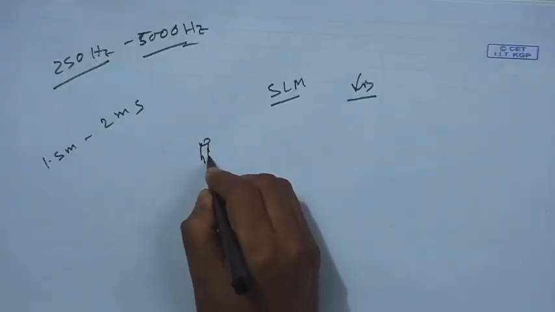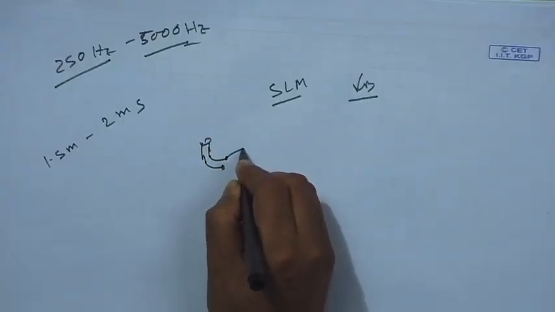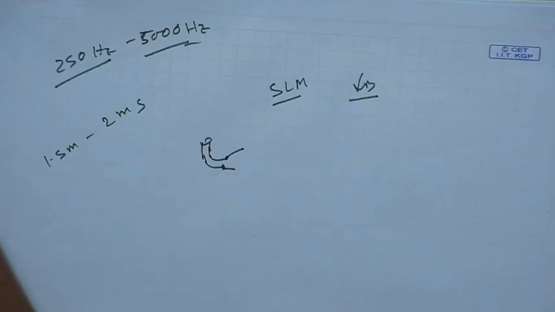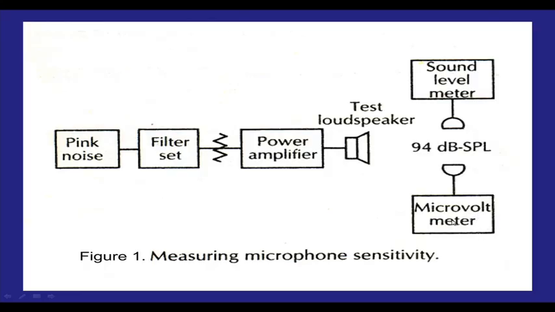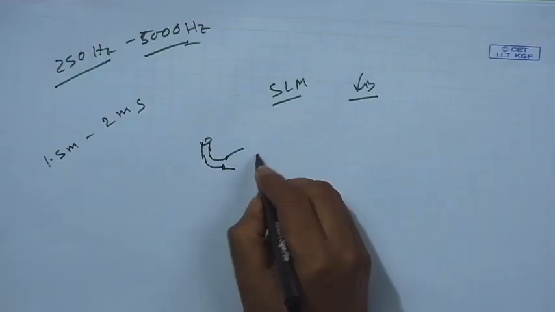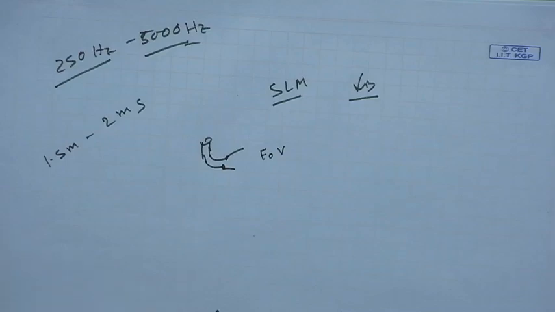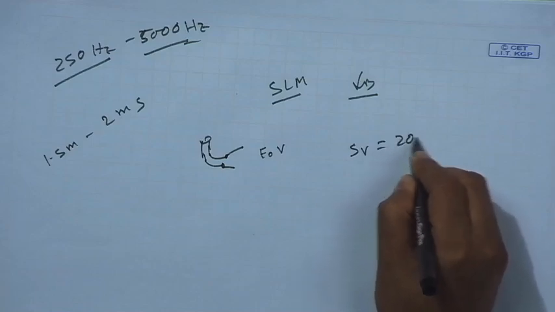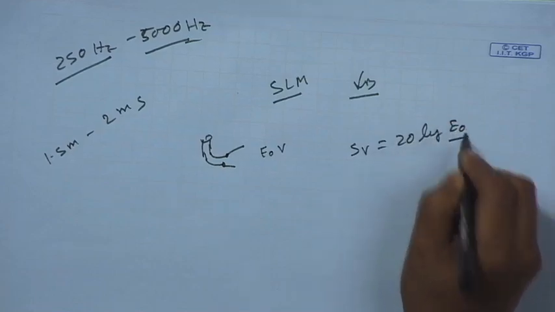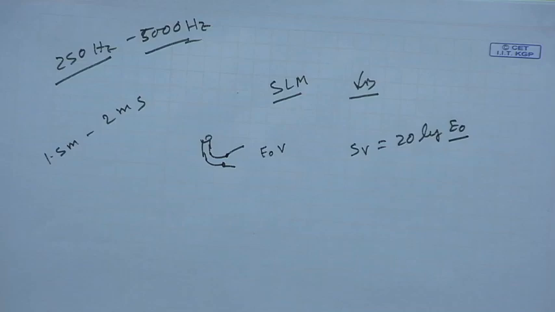So, I put the microphone there, and the two electrical ends of the microphone are connected to a microvolt meter. So, the reading of the microvolt meter, if it is E0 volt, then what is the sensitivity of the microphone? 1 Pascal pressure produced voltage is 0 dB. So, I can say SV is equal to 20 log E0. That is sensitivity. So, that way the sensitivity of the microphone is measured.